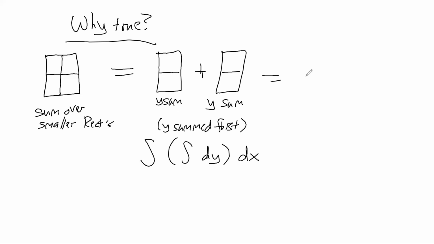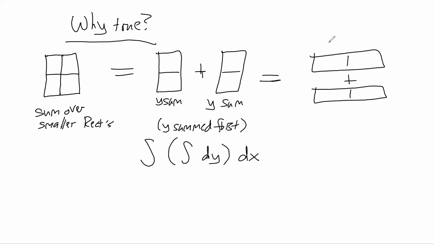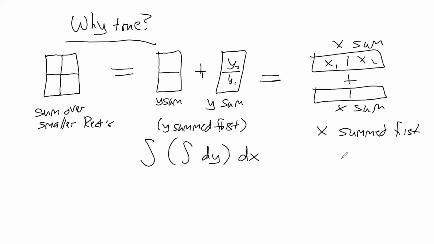But then we can also do it the other way too, right? So we can, this is an x sum. This is also an x sum. So actually x is summed first, right? Because this is x1, x2, and that one was y2, this was y1. Right, so that means what we really have here is the integral now over dx first, and then we're doing dy on the outside.